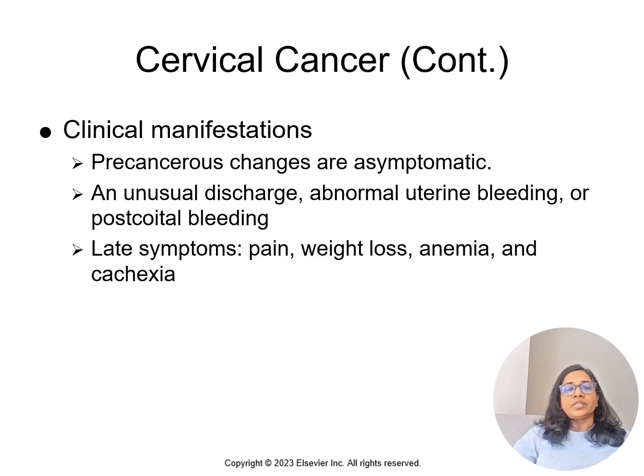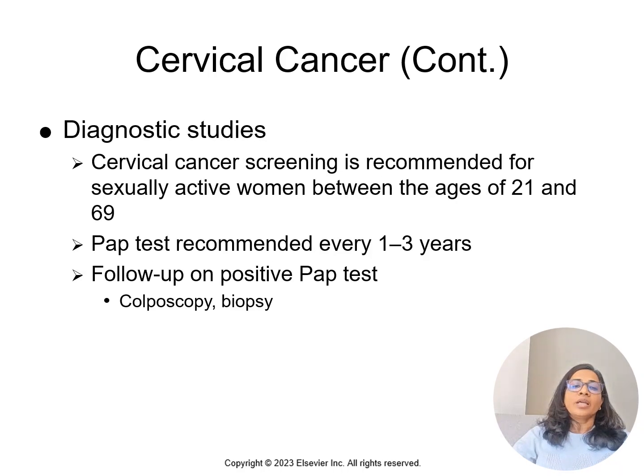Clinical manifestation is usually asymptomatic during the early stages, so it gets undiagnosed. That's why it's important that we go for routine pap tests to see if there are any abnormalities in the cells. Unusual discharges, unusual bleeding, postcoital bleeding, all of these are signs and symptoms. Pain, weight loss, anemia, cachexia, all of these are symptoms of cancer.